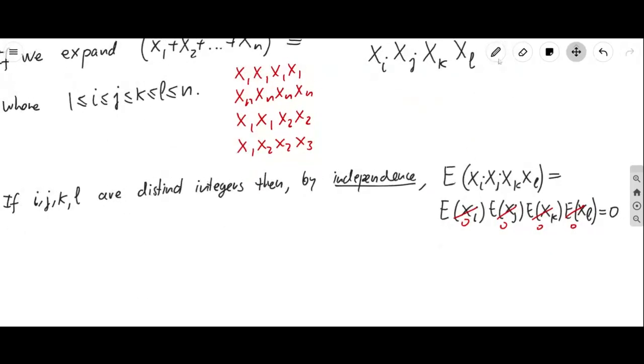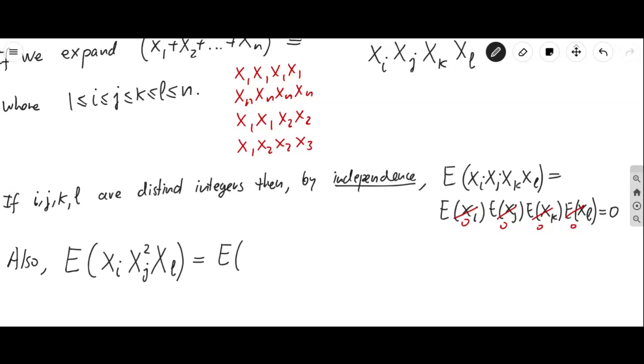Now, to use another example, if you have the expectation of X_i, and let's say X_j and X_k are equal, so X_j squared, then you have X_l, then that would be equal to the expectation of X_i times the expectation of X_l. Now, when you square it, that just becomes 1, because these random variables are either plus or minus 1. So when you square them, they become 1. So that would just be the expectation of X_i times the expectation of X_l, which would be 0 again.